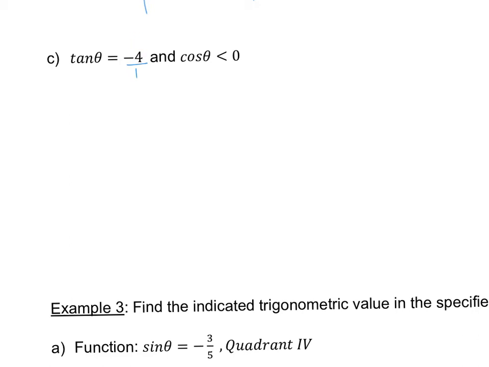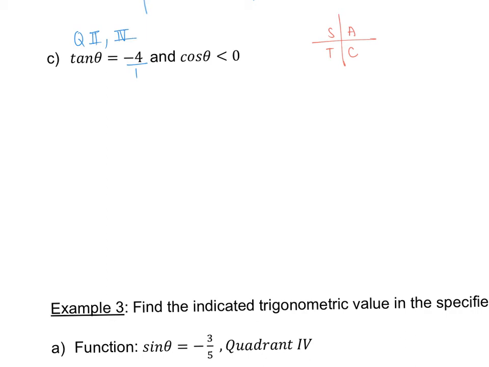And if tangent is a negative, if you go back to the chart, all students take cash. This quadrant 1 and 3 are the only places that tangent can be positive. That means tangent can be negative in quadrant 2 and quadrant 4. So let me write that down. So quadrant 2 and quadrant 4 is where tangent can be negative, is what I'm reminding myself.